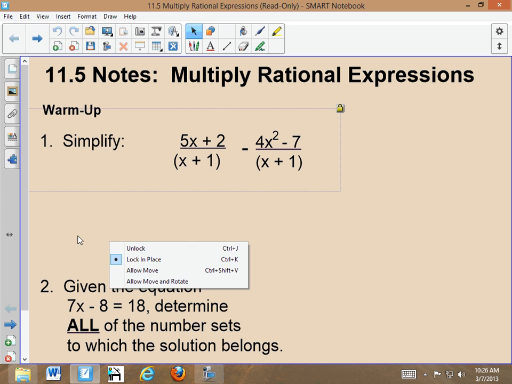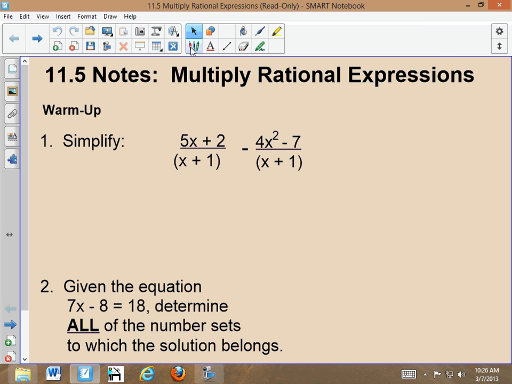Right here, we're subtracting rational expressions in number 1 of the warm-up. When you add or subtract, you do not change the exponent. You only add the numbers in front. You keep the exponents the same. When you multiply, you add the exponents. When you divide, you subtract them. So go ahead and do your warm-ups, then turn this back on, see if your answers are right.